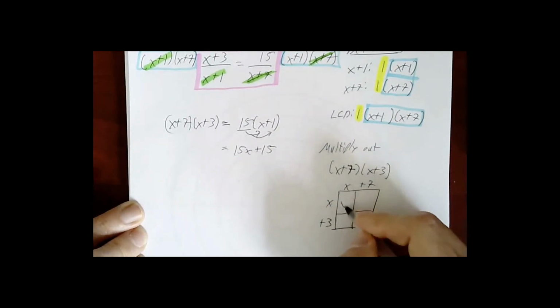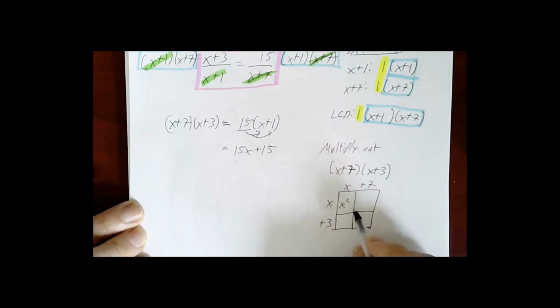X times x is x squared. I treat this just like a multiplication table where I have to take my numbers on the outside and multiply them to get each individual cell. So in order to get this cell right here, I look to the left and I look up, 3 and 7. So 3 times 7 is positive 21. To get this cell, same thing, x times 7 is 7x. And last but not least, this one right here is 3 times x, which is 3x.